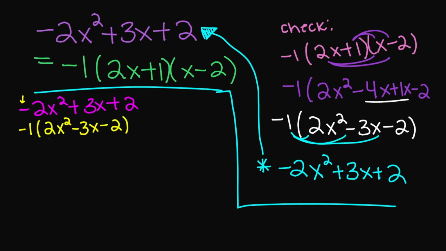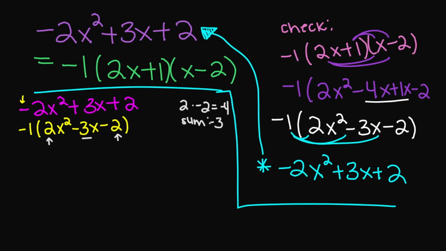Now we're going to multiply my 2 here and my negative 2 here, because I need two numbers. When I multiply that, it is going to give me negative 4. So 2 times negative 2 is going to be negative 4. And then I have my sum here, which is going to be negative 3.